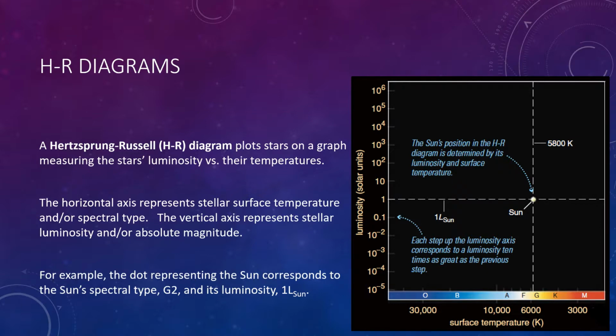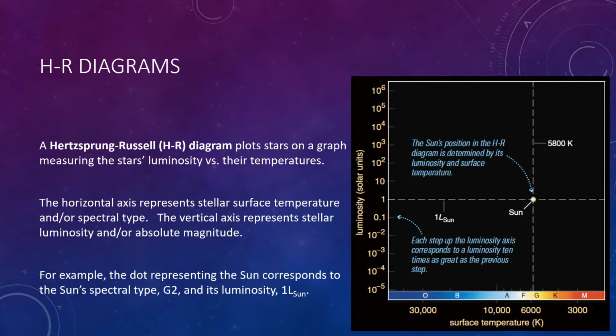Graphs of the type made by Hertzsprung and Russell are now called Hertzsprung-Russell diagrams, or HR diagrams. These diagrams quickly became one of the most important tools in astronomical research, and they remain central to the study of stars today. The horizontal axis, so take a look at the graph on the right, represents stellar surface temperature and/or spectral type. Note that the two come hand in hand, so cool stars are M-type stars, hot stars are O-type stars. So the x-axis here represents temperature and spectral type.